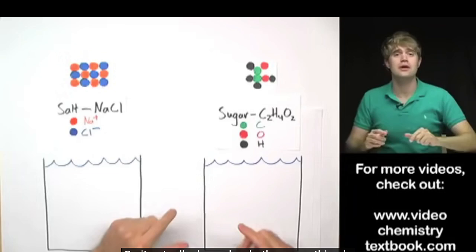So ionic is literally just a metal plus a non-metal. That's how they make it ionic. So a covalent is two non-metals. They share.